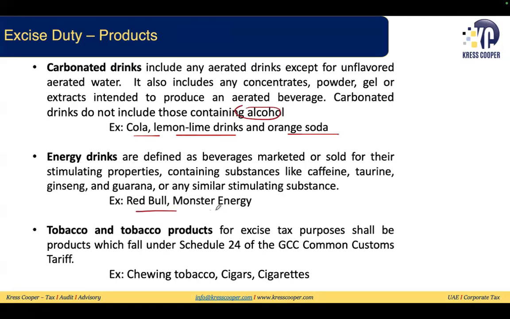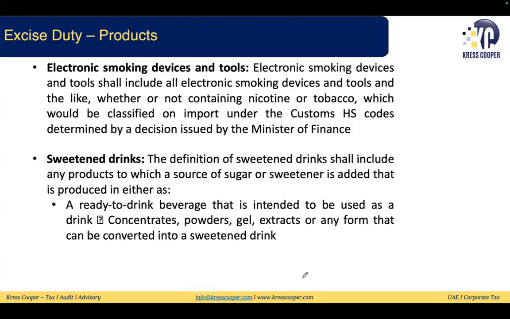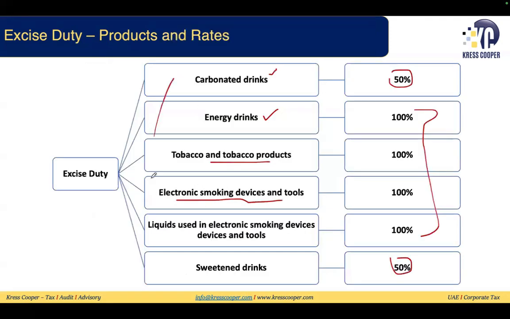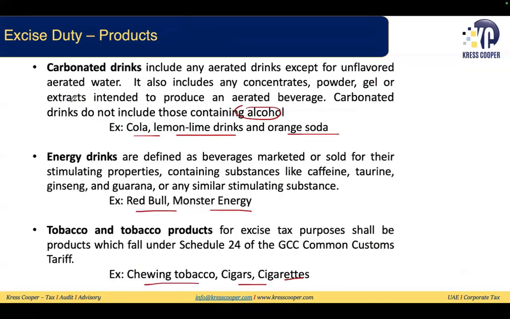Energy drinks like Red Bull, Monster Energy, such types. We'll have another webinar where we'll discuss the products in detail, in nitty-gritty, what is exactly included in this. So for the time being, at the high level, I can say carbonated drinks, energy drinks, tobacco and tobacco products, chewing tobacco, cigars, cigarettes, and in the same way electronic smoking devices, the vapes are very common in the market, will be subject to excise duty as well. Sweetened beverages like ready to drink, intended to be used as a drink, concentrate, powder, gel, all these. Basically, these products, if you categorize them, are carbonated drinks, sweetened beverages, and tobacco. These are three major classes. Carbonated drinks, sweetened beverages, and tobacco or tobacco devices related to this will be subject to excise duty.